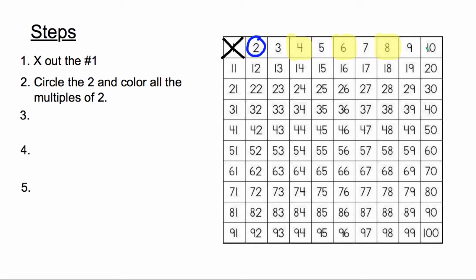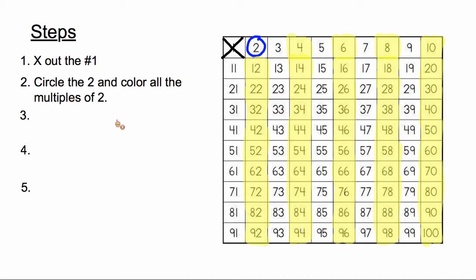And I'm starting to see a pattern here. Every single even number is a multiple of 2. So the easiest way to go ahead and color all those numbers is just to color all the even numbers. So go ahead and color all the 2's, all of the 4's, all the 6's, all the 8's, and all the 10's.